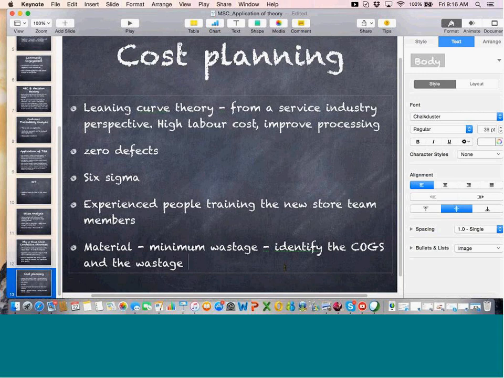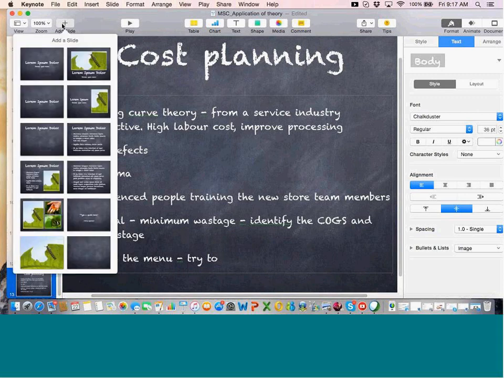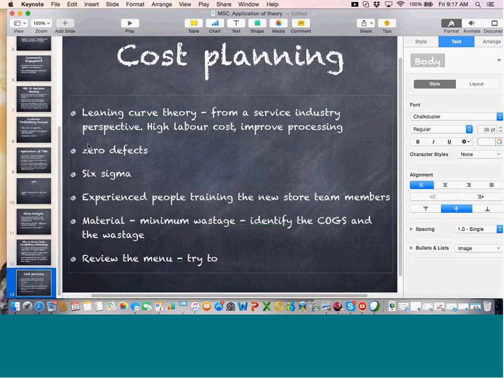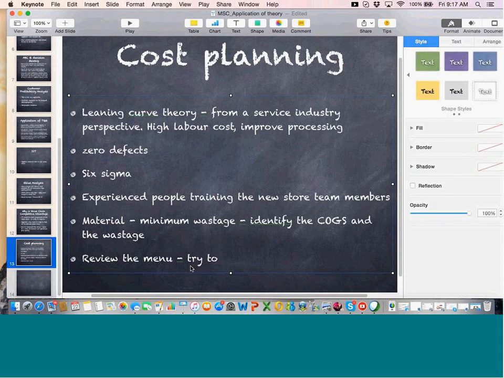I think the main mistake people make is having too many items on the menu. I would say review the menu. When we go to the next one, product lifecycle, I think this menu will come up, the profit that you have. What we can do is look at the menu.